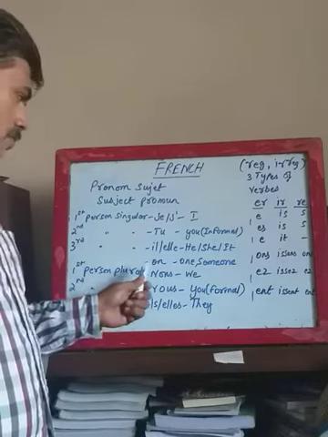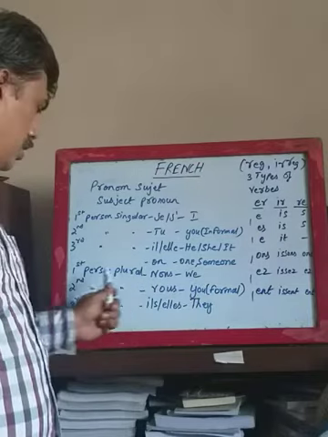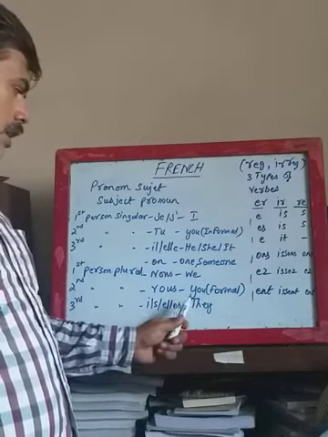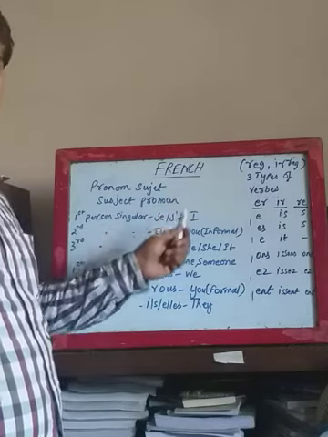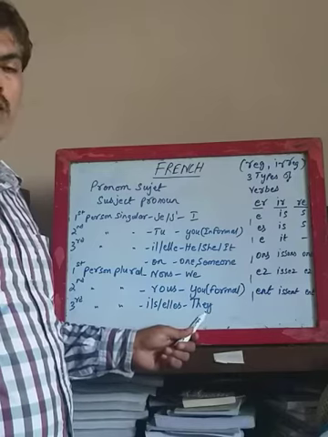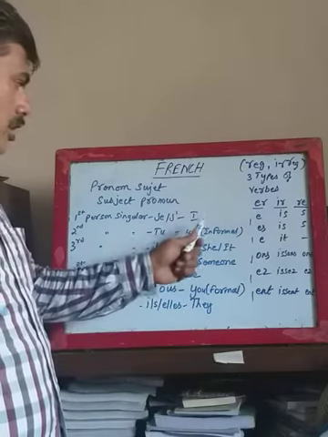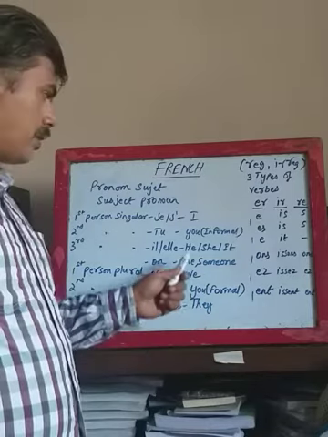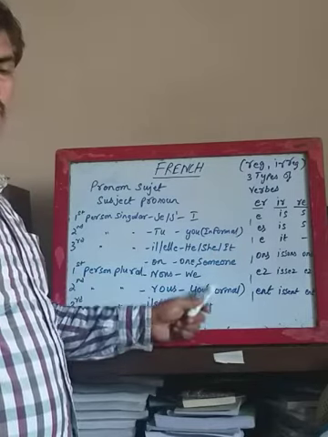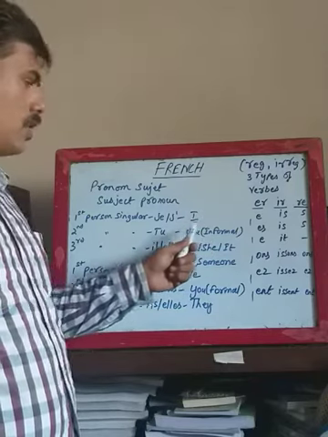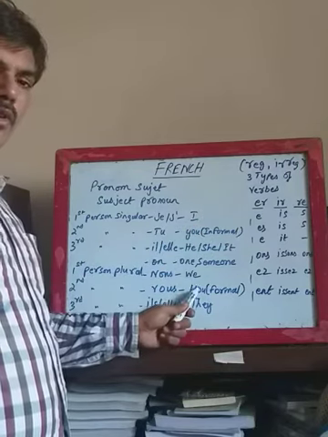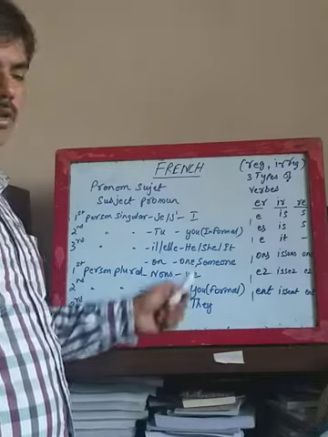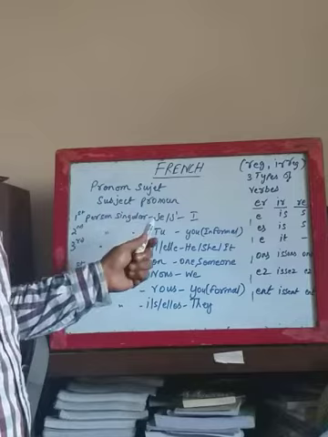Then the first person plural, nous, meaning we. Second person plural, vous, meaning you. Third person plural, ils and elles, meaning they. These are the six different subject pronouns. We have to be thorough with them. Second person singular and second person plural have the same meaning, you, but tu is informal and vous is formal. If you are talking to a younger person or a person of the same age, you use the tu conjugation. If you are talking to an elder person, to give respect, you use the vous conjugation. Those are the six different subject pronouns.